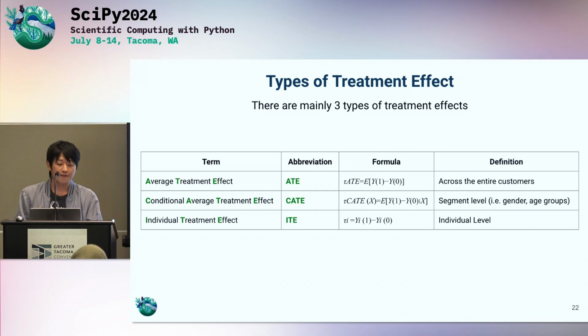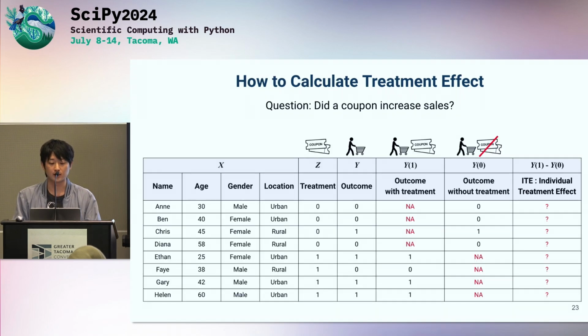Next, let's explore the three types of treatment effects we will use today. First, average treatment effect, ATE, is the most common metric, which measures the treatment effect across all customers or the whole population. Second, the conditional average treatment effect, CATE, is the effect within a specific segment, such as CATE for male or CATE for female or CATE for people in their 30s. Also, individual treatment effect, or ITE, is the treatment effect at the individual level.